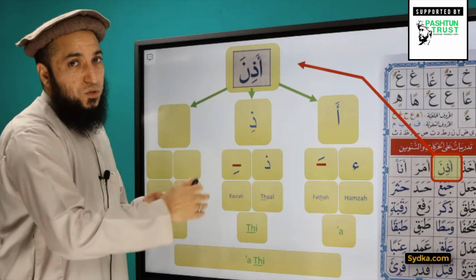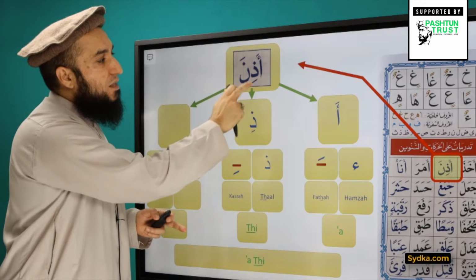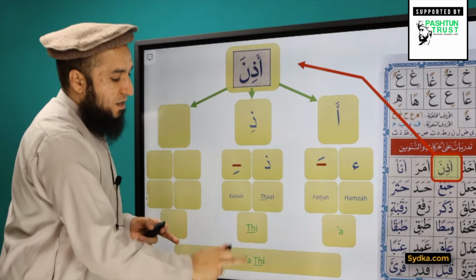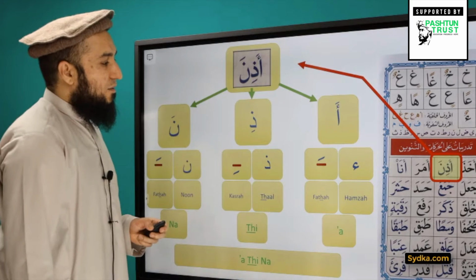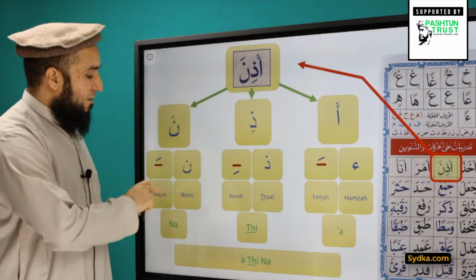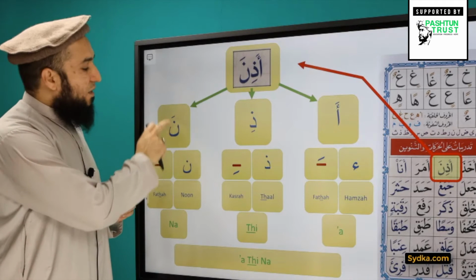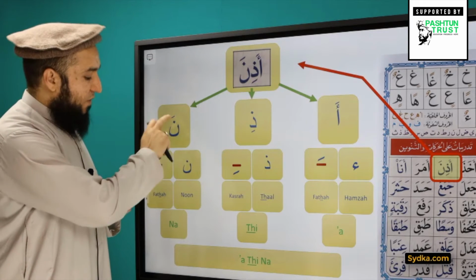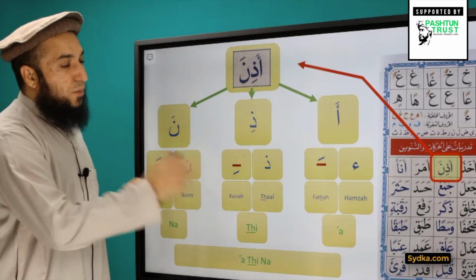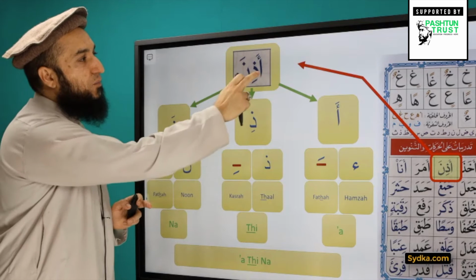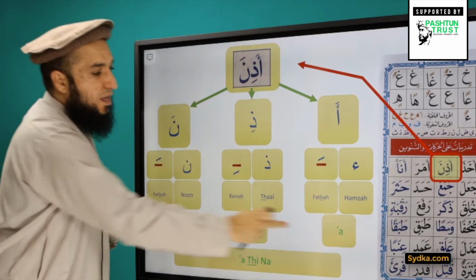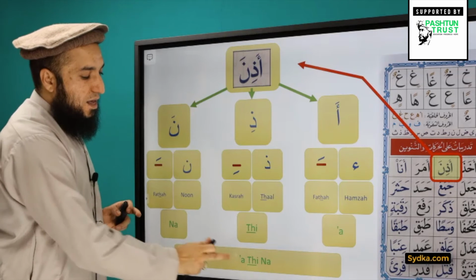Now we combine the 2 syllables together: adhi, adhi. The third syllable we have is noon fathana. Noon is not silent, and then we have the fatha. Noon fathana. Then we combine the 3 syllables together, and we have adhina, adhina.